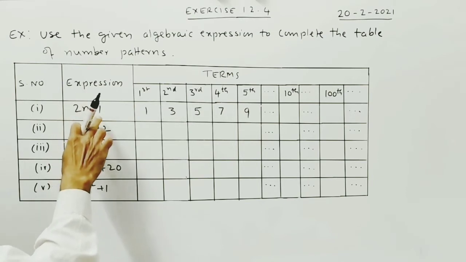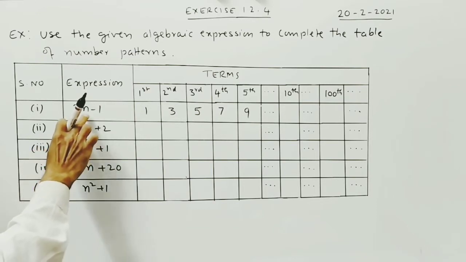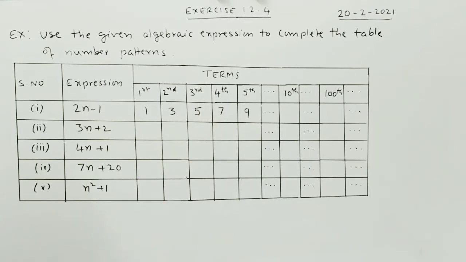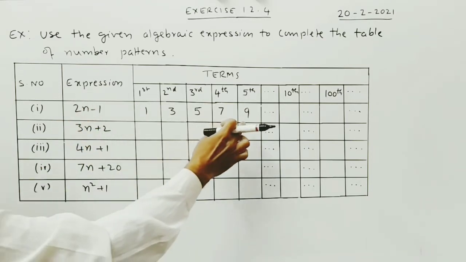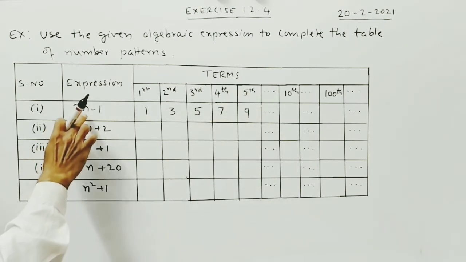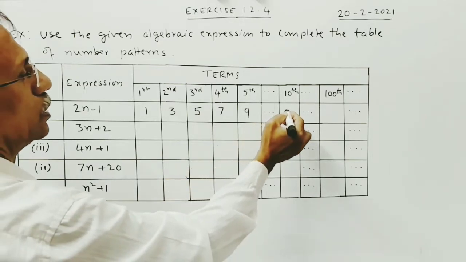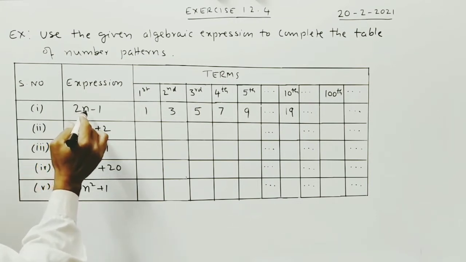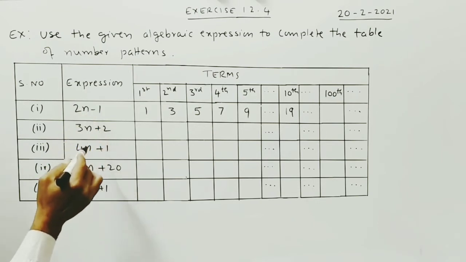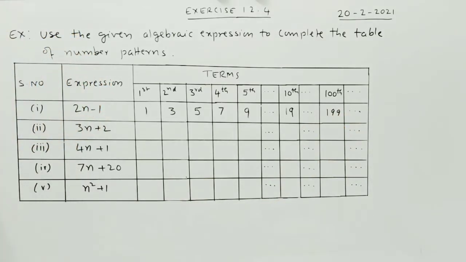3 into 2, 6 minus 1, we will get 5. Third term, 4 into 2, 8 minus 1, we will get 7, fourth term. 5 into 2, 10 minus 1, we will get 9, fifth term. 10 into 2, 20 minus 1, that is 19, you will get the 10th term. 2 into 100, 200 minus 1, 199, that is the 100th term.